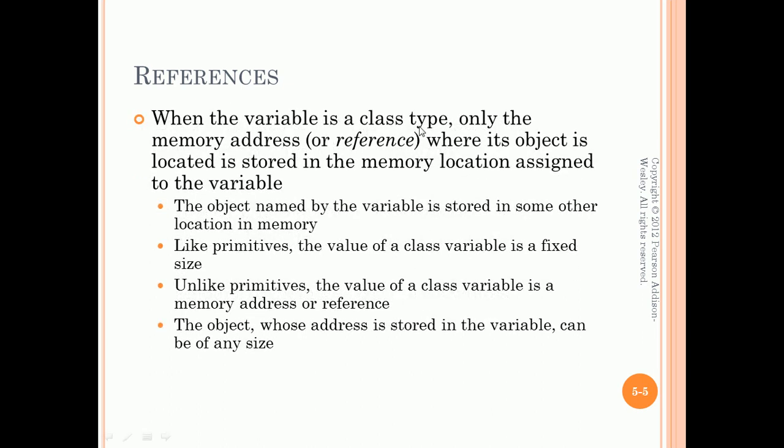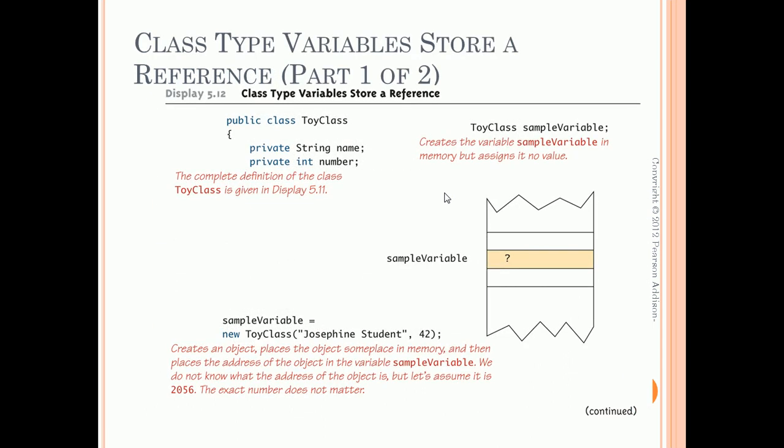When the variable is a class type, it means I am talking about the object. Only the memory address or the reference where the object is located is stored in the memory location assigned to the variable. I want to show you the demonstration here, the example first, right?